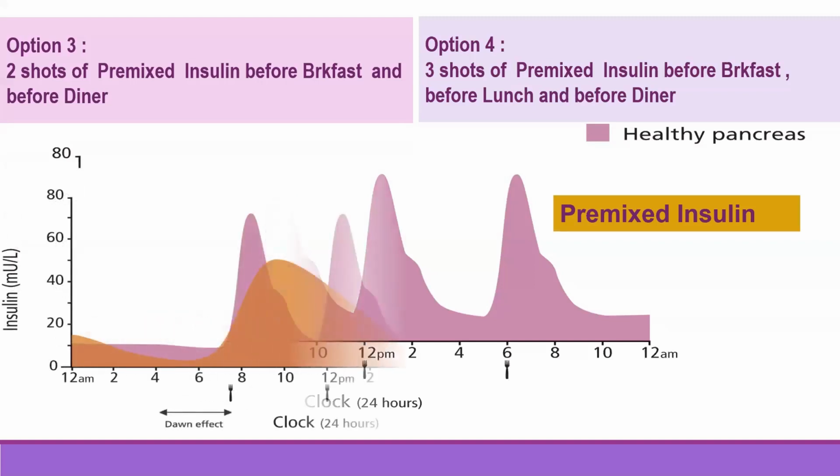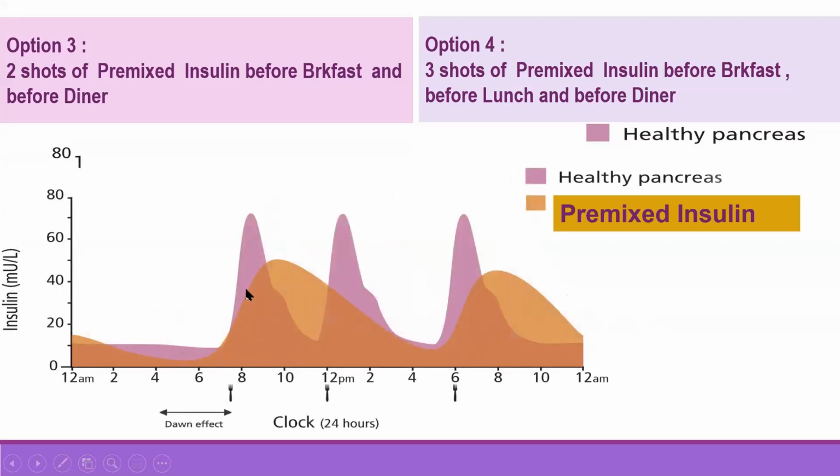So if we give two shots of premixed insulin before breakfast and before dinner, what will happen? One shot will try to cover the breakfast, and the second shot will try to cover the dinner. As I've discussed, the lunch will remain unprotected, but as the premixed insulin contains basal insulin or NPH insulin, it will effectively control the fasting hyperglycemia.